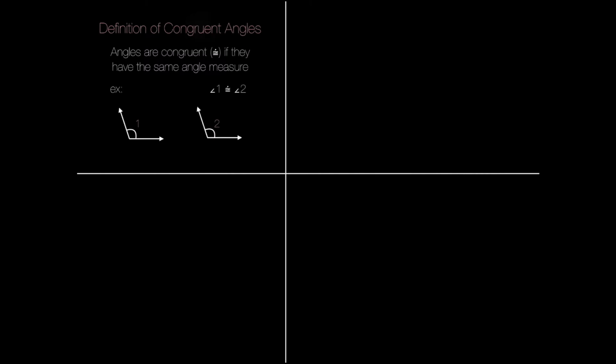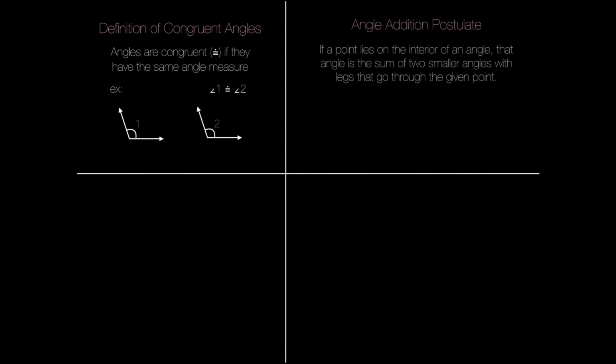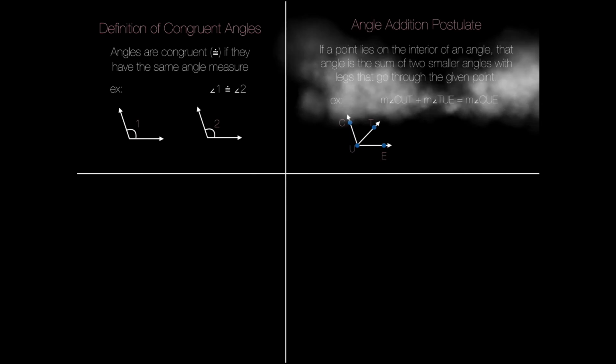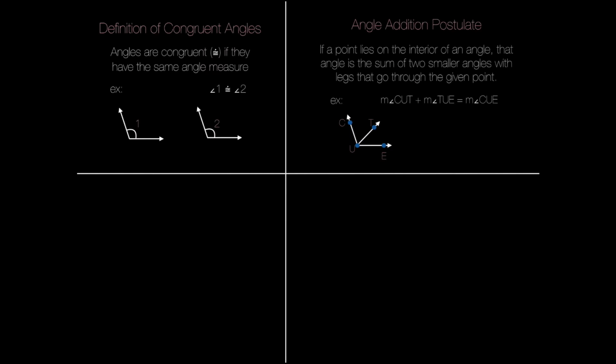The second concept is angle addition postulate. If a point lies on the interior of an angle, that angle is the sum of two smaller angles with legs that go through the given point. This postulate is used when the statement shows two angles that add up to a bigger angle, also known as the sum of the two angles.